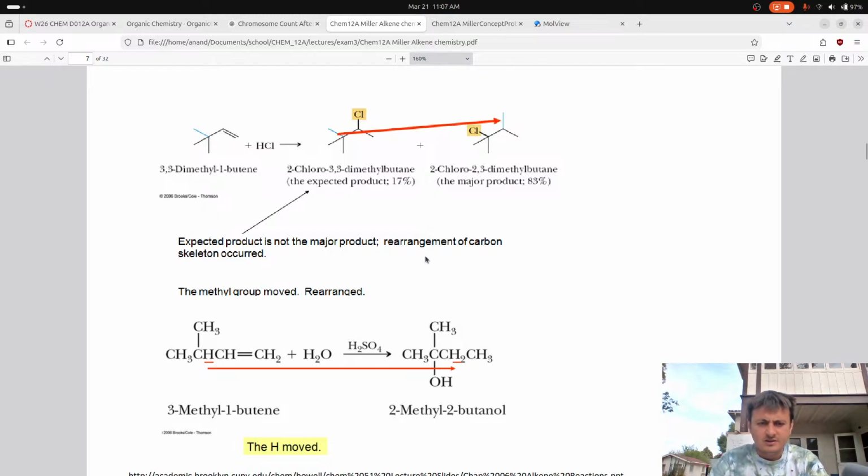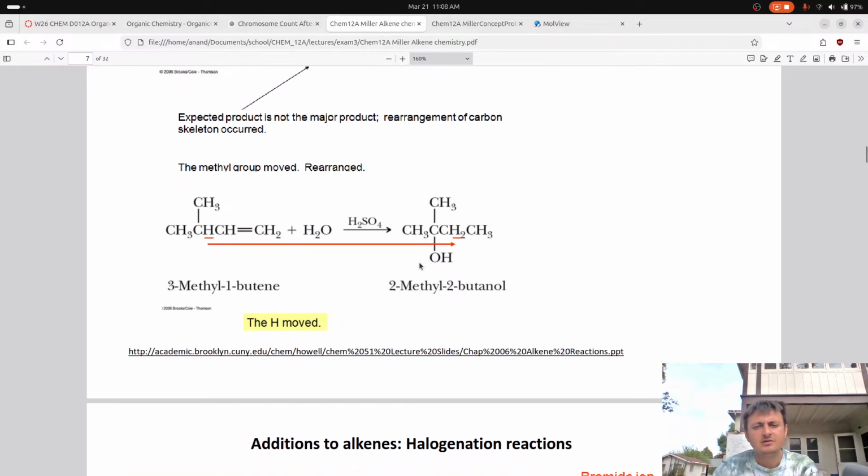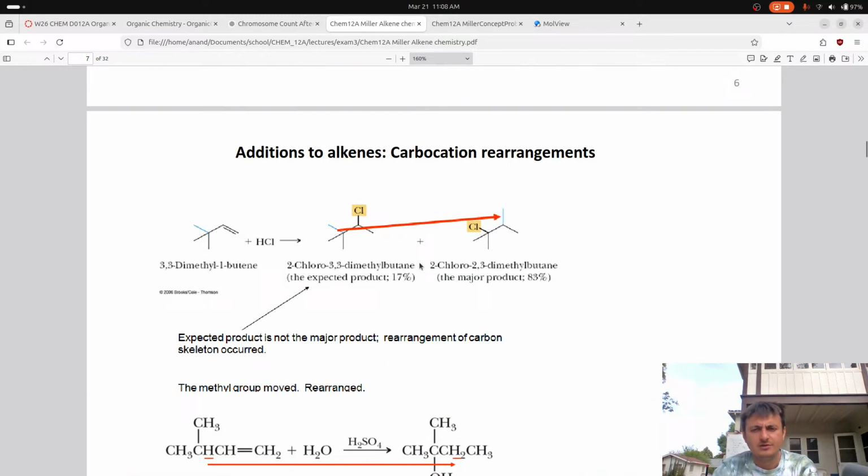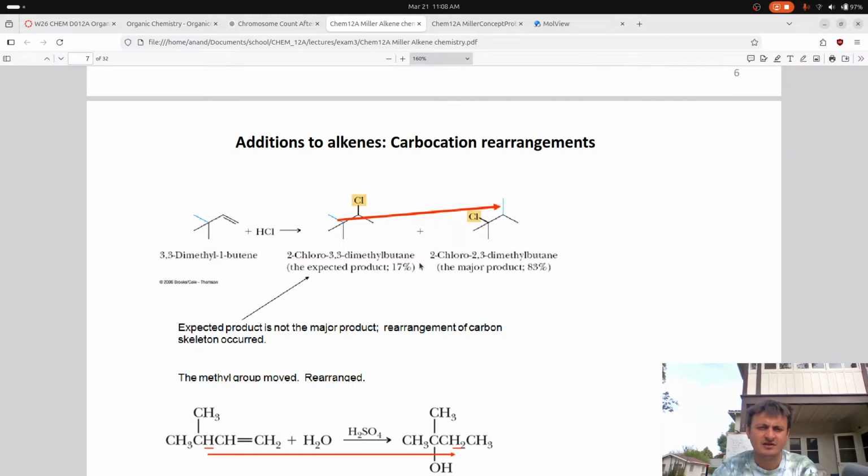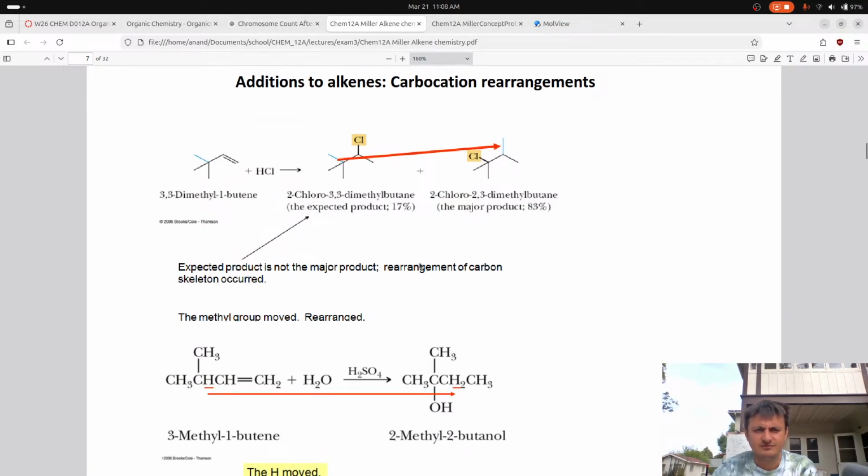Okay. So that's chill. So this is showing you a limitation of the hydrohalogenation.